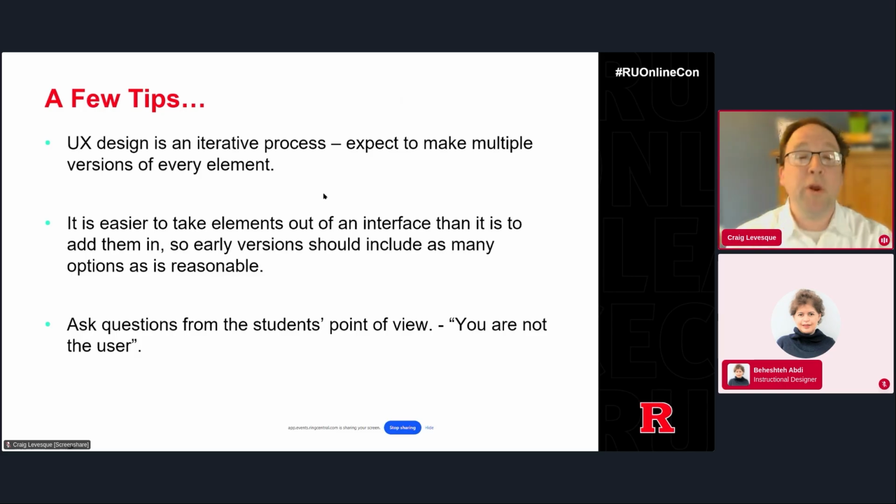A few tips before we go into the examples. UX design is an iterative process. You are going to make multiple versions of everything. So for the instructional designers out there who know or others who know the lingo, my approach to all of this is very much in the Sam camp rather than Addy, where I'm constantly making iterative versions of things, right? UX design really depends on iteration to find that right combination of elements.